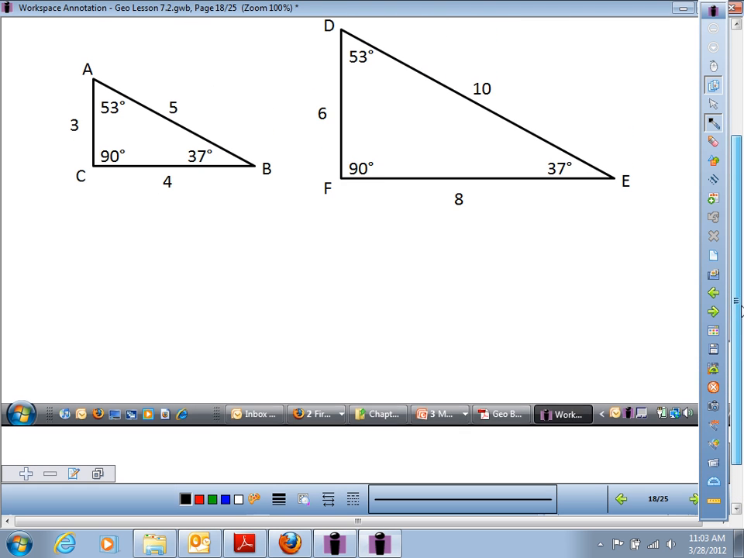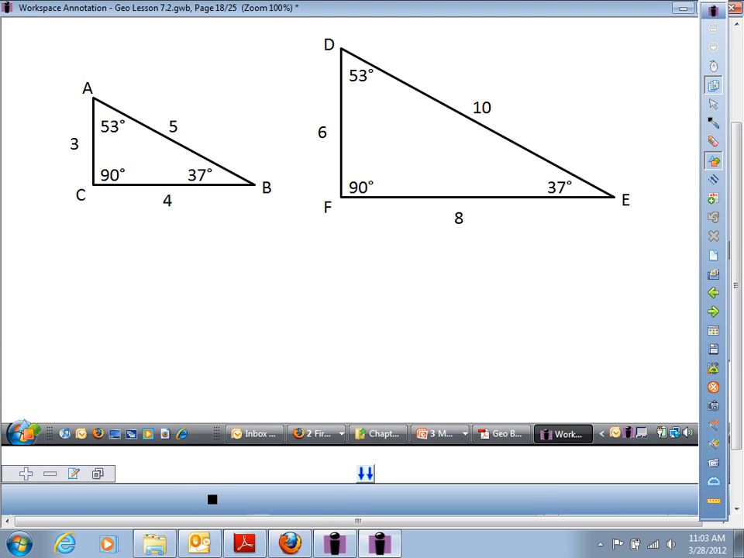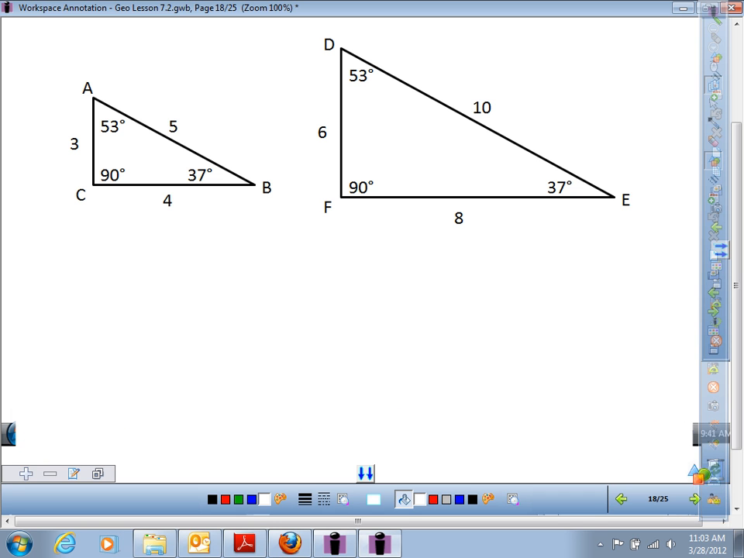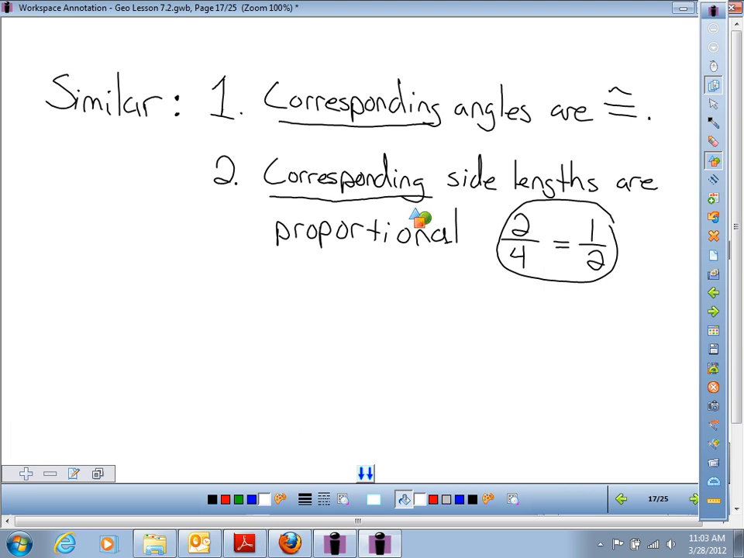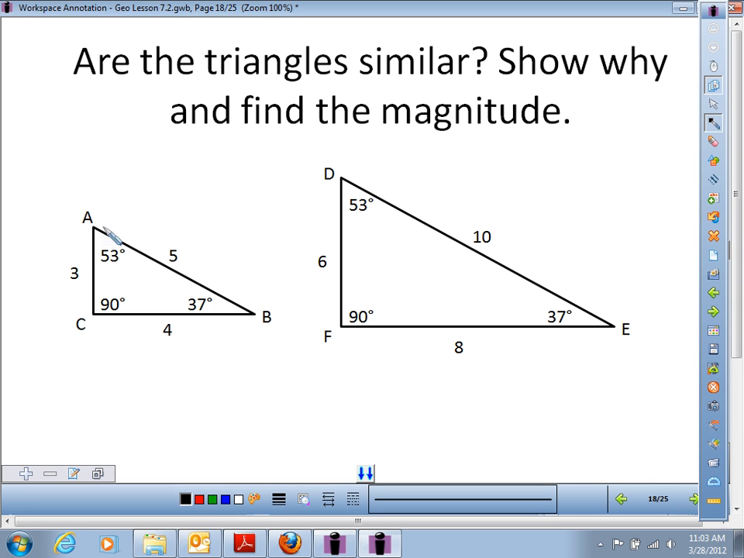Now, the first thing we need to do is go ahead and check the first one. The first check we had to do was, are my corresponding angles congruent? That's what we need to do first. So let's go look at A. Here's angle A. Its corresponding angle would be angle D. Are they congruent? Is 53 congruent to 53? You betcha. Go to B. Its corresponding angle would be E. Are those two congruent? 37 and 37? You betcha. I'm also going to draw those arc marks to show that they're congruent. And then 90 and 90 are congruent as well. So we checked one. Corresponding angles are congruent.